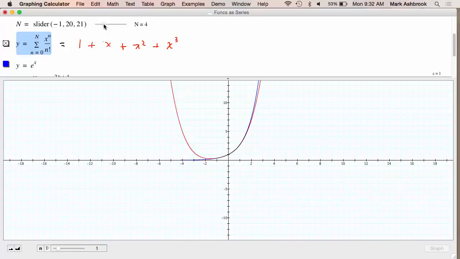So here's the first 5 terms. Notice it's flipping up and down, but it's flipping up and down further and further. So here's the first 21 terms. The fact that this is black here means that the red graph, our approximating series, is right on top of the blue e to the x function. And so as you add more and more terms, it's going to do better and better further away from 0.